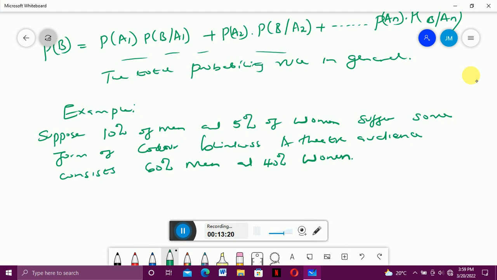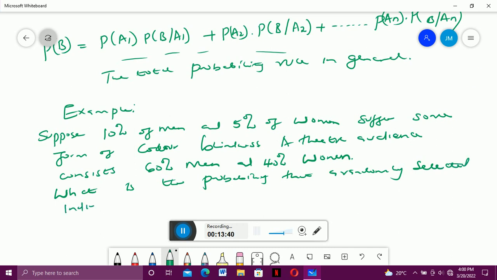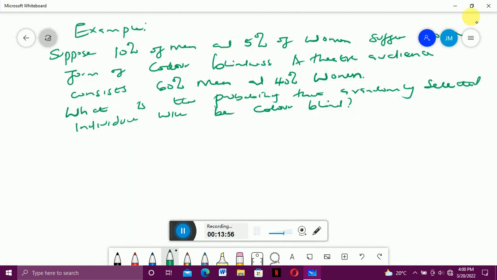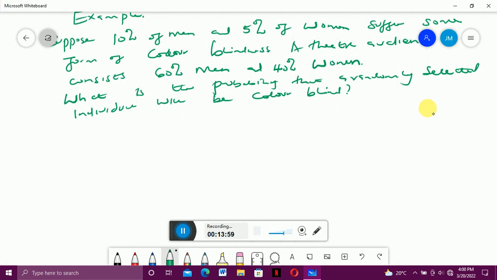So what is the probability that a randomly selected individual will be colorblind? That is the question we need to solve, and we are going to solve it using the law of total probability. And why is it so?